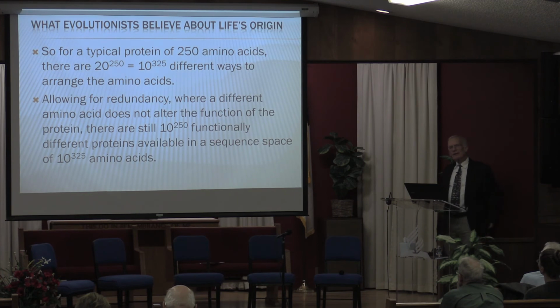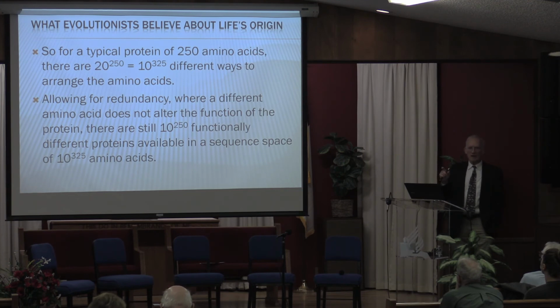What do evolutionists believe about life's origin? They believe that the first living cell came about through the processes that happened as a result of accident without any planning. To make a typical protein, just one protein inside a cell of about 250 amino acids, that's kind of an average size protein, there are 10 to the 325 different ways you can put those amino acids together.